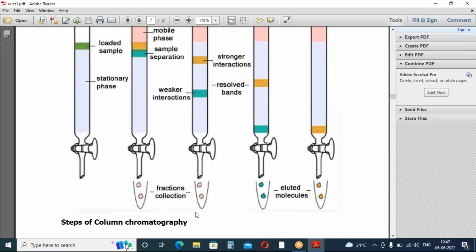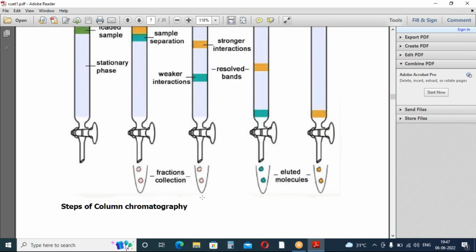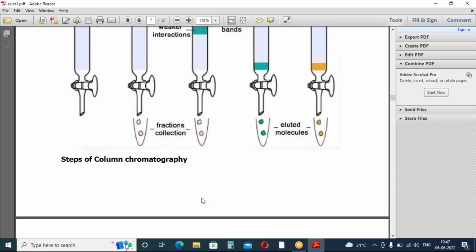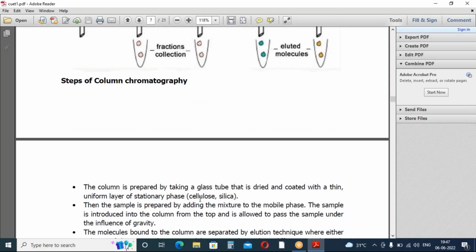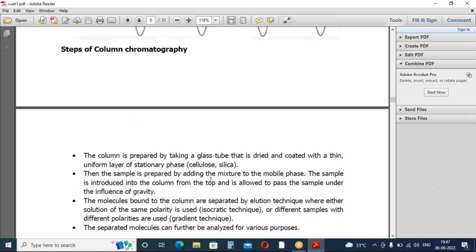And what are the steps? First of all, we have to prepare the stationary phase, and then it should be loaded with the mobile phase containing different types of mixture, and that causes the separation. Next, the molecules that are bound to the column we have to remove by using elution techniques, mainly by using polarity.